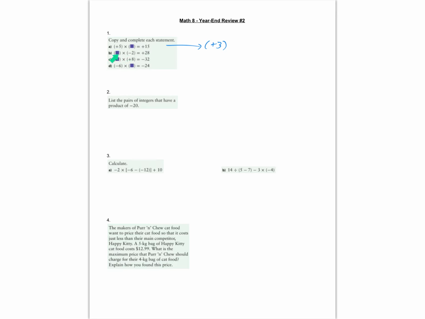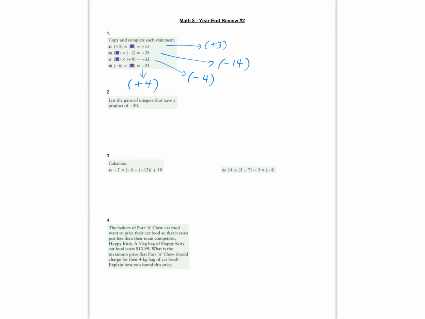So this one's negative, that means this one has to be negative as well. So it is negative 14. Okay. This one, the answer is negative, so that means the signs had to be different. So that's negative 4. And this one, our answer is negative, so that means the signs had to be different. So we know 6 times 4 is 24. Signs have to be different, so it's positive 4.